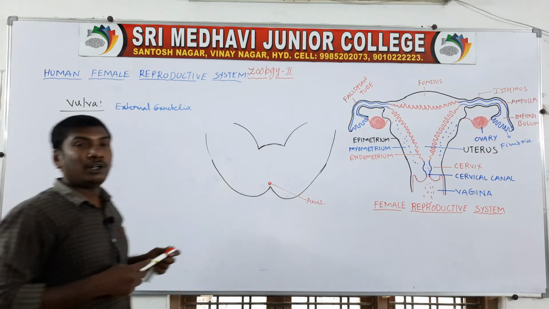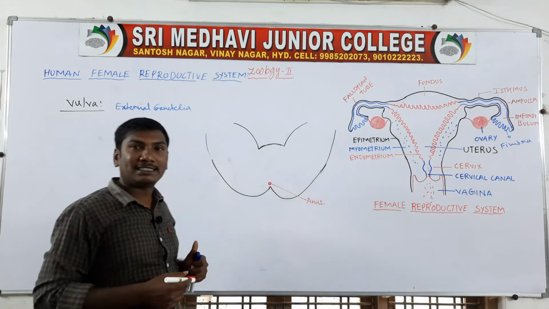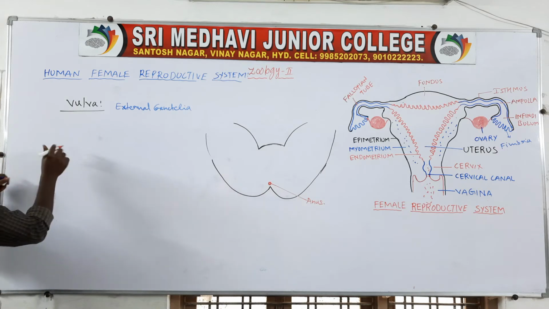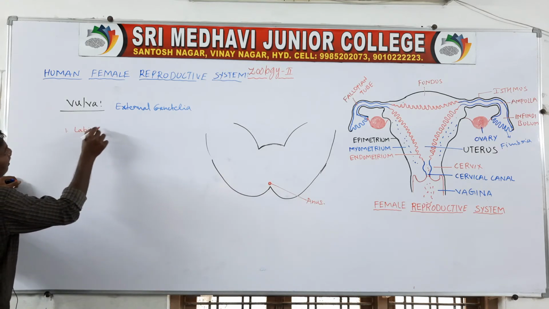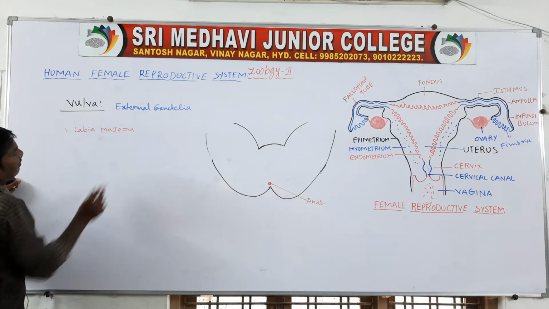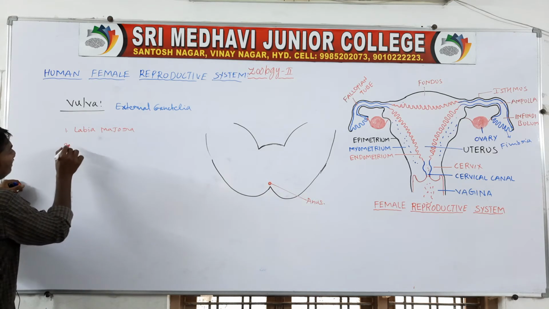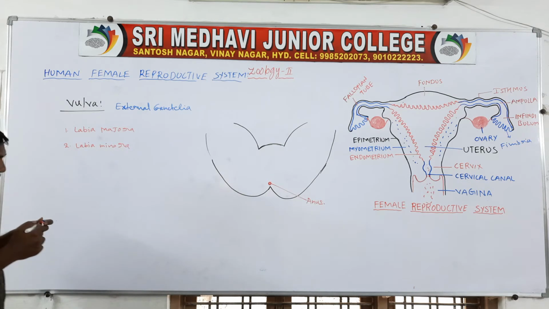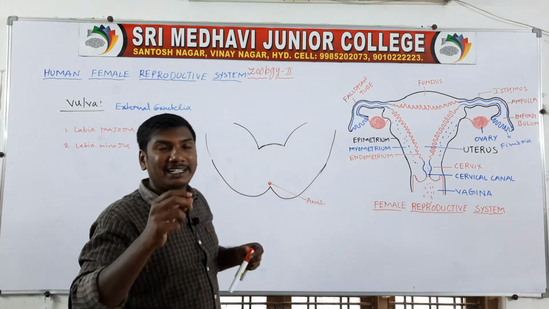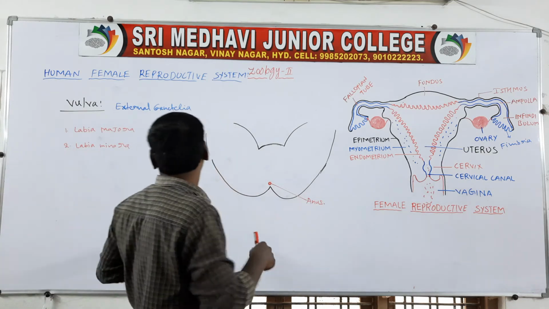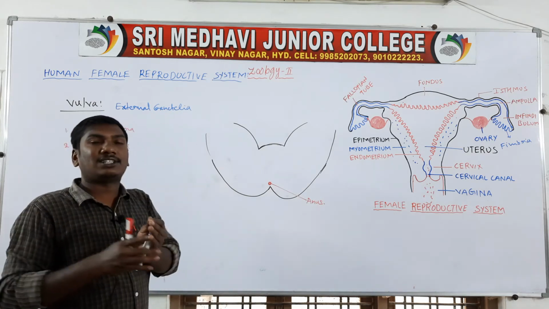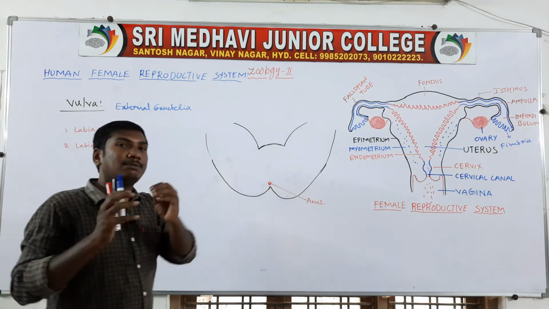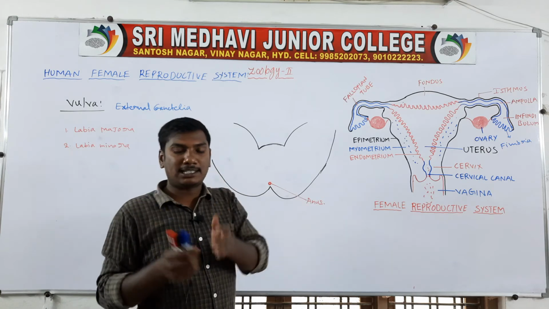They contain two pairs of lip-like structures. One is the labia majora, another one is the labia minora. Labia means lip-like. Majora means large structures, so the large lip-like structures are called labia majora. Next, labia minora. Minora means small structures.